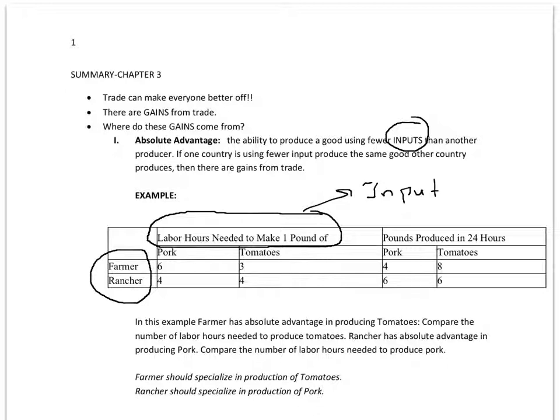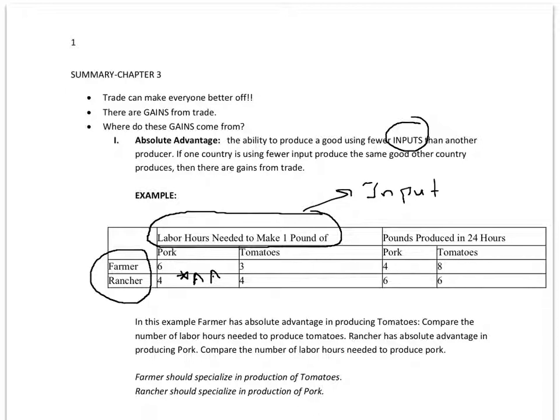Let's look at pork. To produce pork, the farmer needs 6 hours, the rancher needs 4 hours. So as you see, the rancher has the absolute advantage in the production of pork. Okay, so I choose that. That is absolute advantage. Let's look at tomato production.